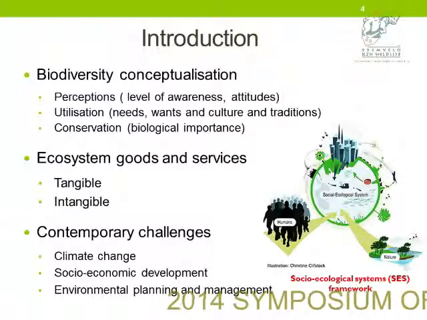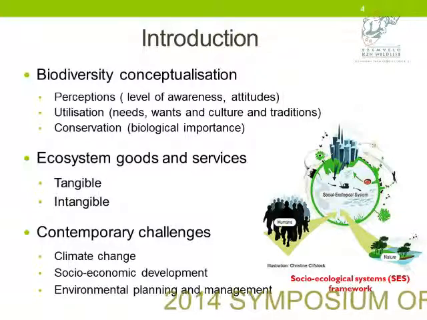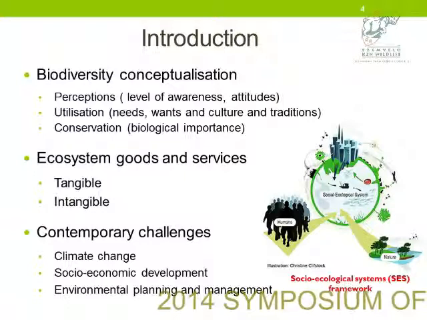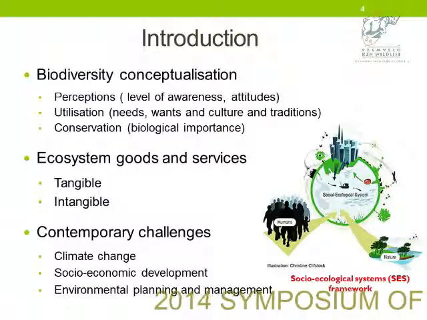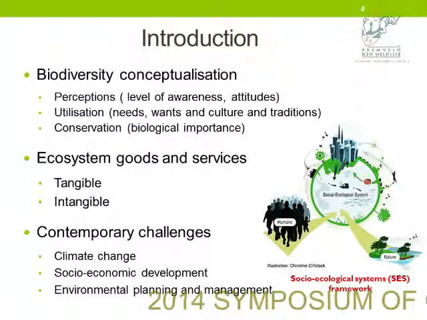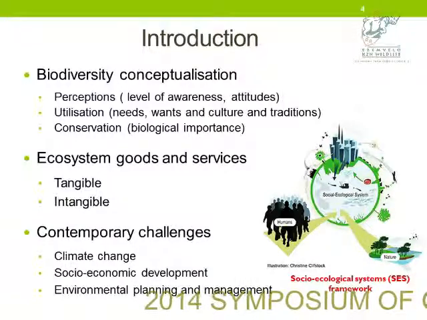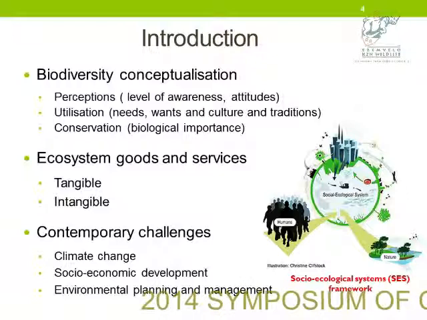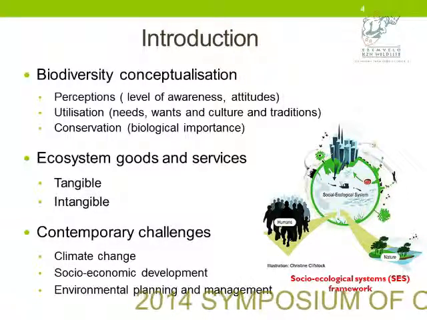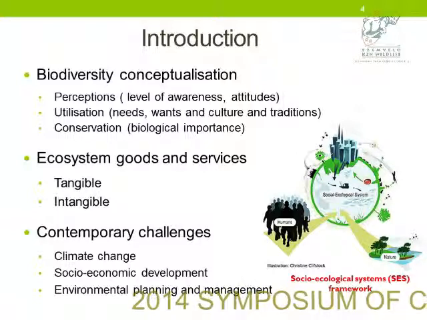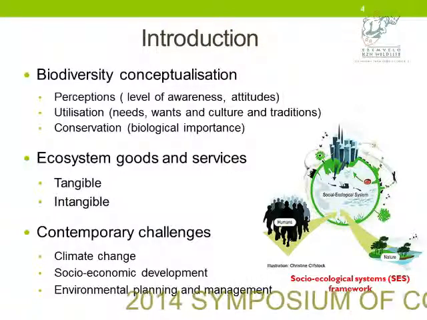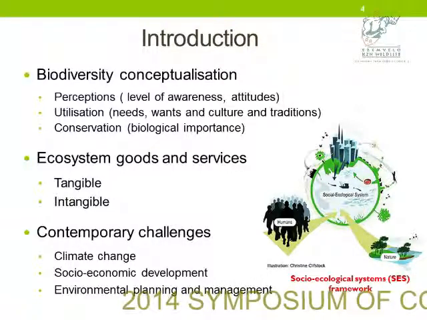When dealing with conservation, we also need to take into consideration the ecosystem goods and services that these communities use. These goods and services can be divided into tangible and direct uses and values that they derive from the ecosystem, such as water and food, and the more difficult ones to measure, the more intangible benefits, such as aesthetic value, cultural attachment, and cultural heritage that these communities have in the biodiversity or ecology that surrounds them.